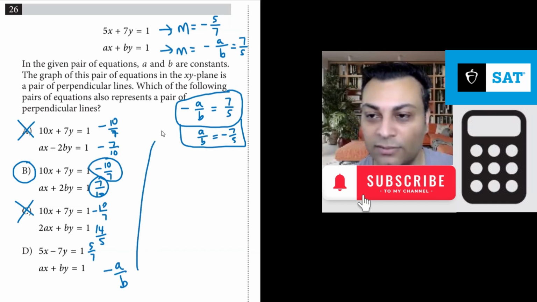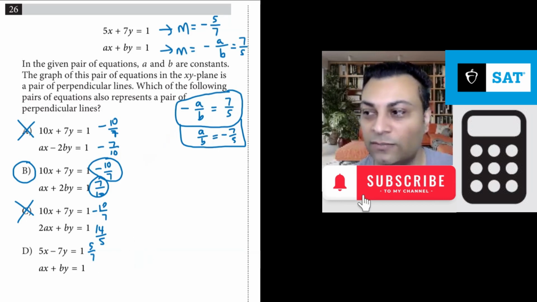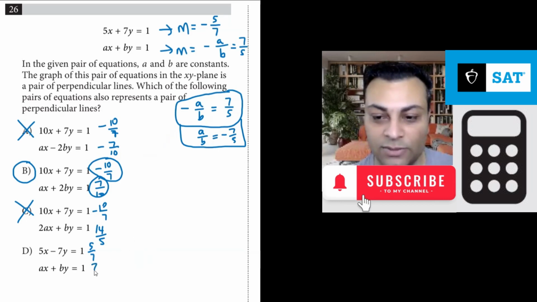It's 7/5. So this has a slope of 7/5, which unfortunately they're both positive numbers. So it's a reciprocal, but it's not the opposite sign reciprocal. So these are not perpendicular. So the answer is B.